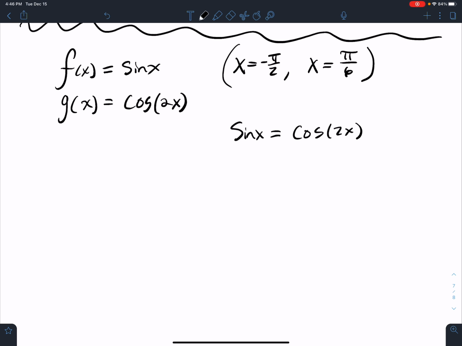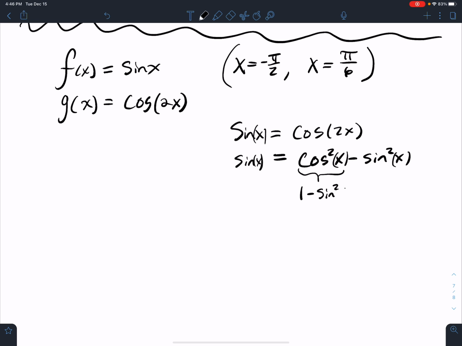Now what do you know about cosine of 2x? Well, cosine of 2x has an identity, cosine squared x minus sine squared x. The problem here with this 2x versus the x is they have different arguments. We want to have the same argument, so I use the identity to get them all to have the same argument, all argument of x. Okay? Now I want to get everything in terms of sine, so I'm going to replace this with 1 minus sine squared x.